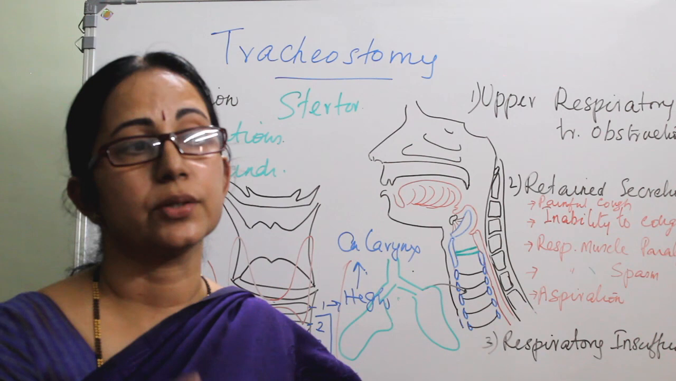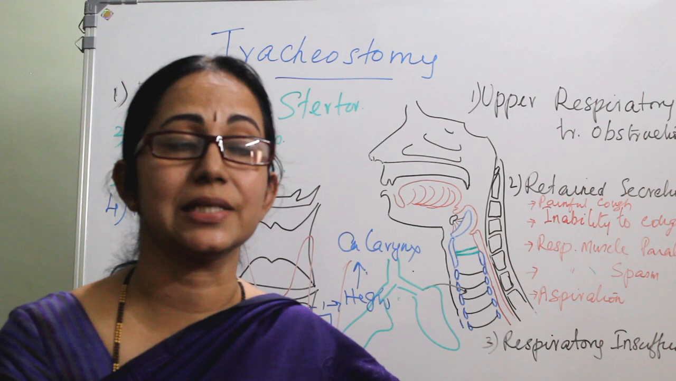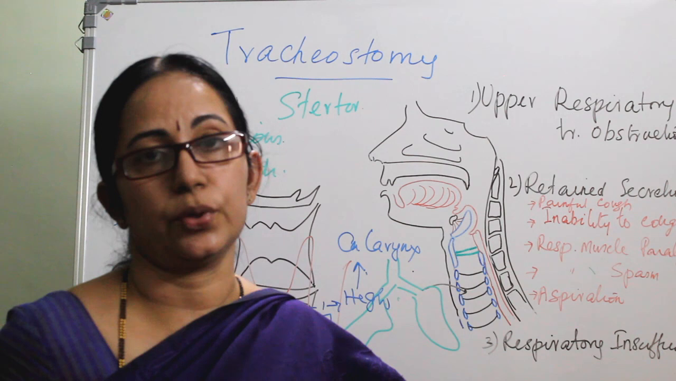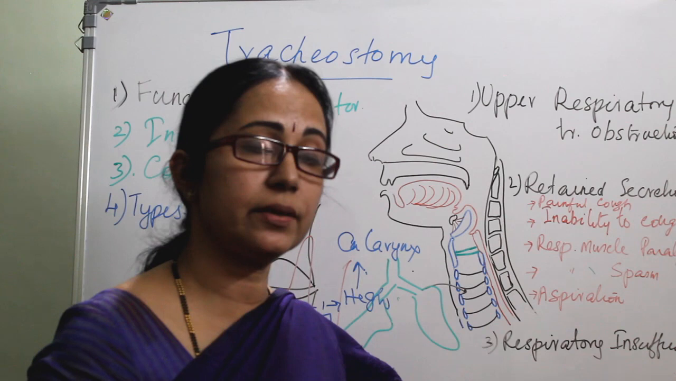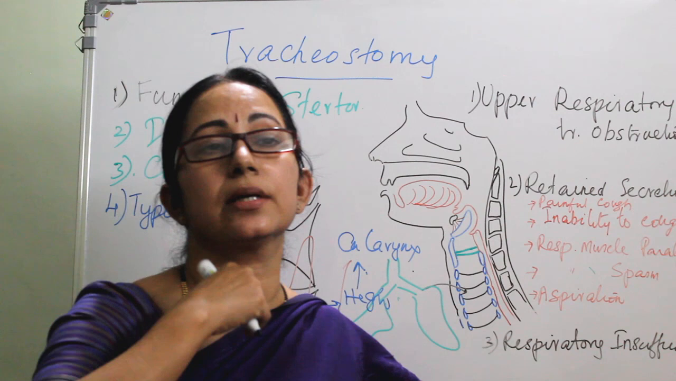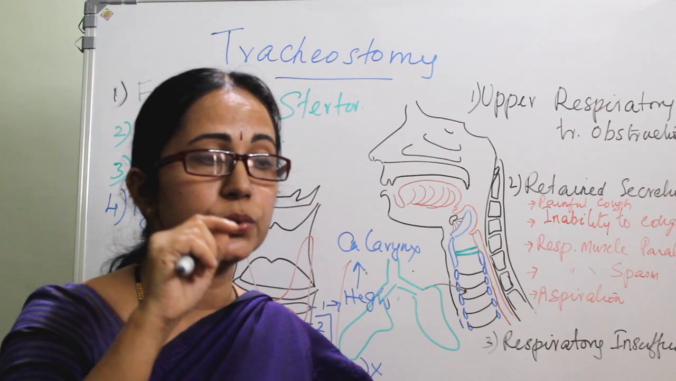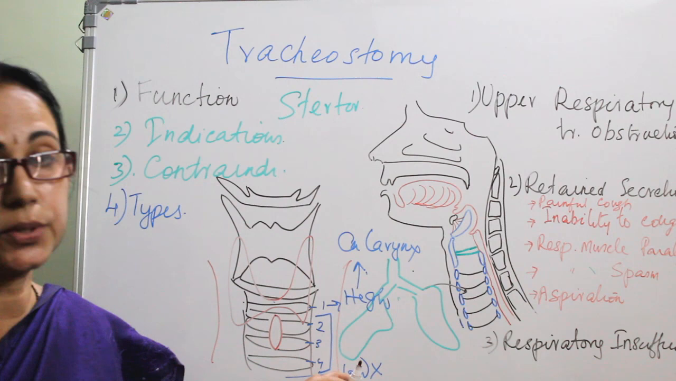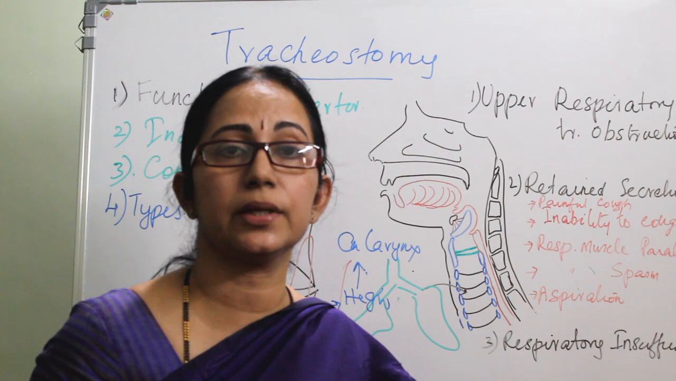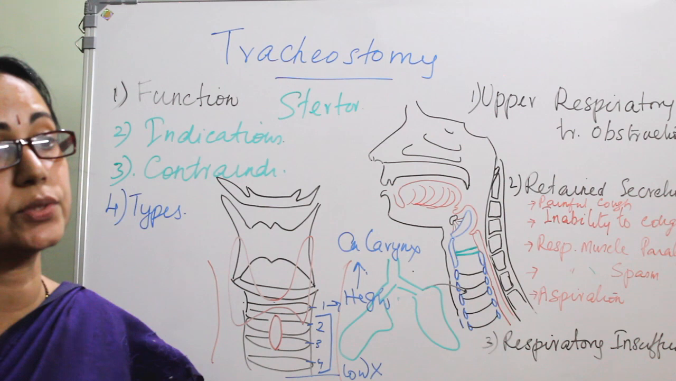And the only indication for the high tracheostomy is CA larynx, for which we are planning a total laryngectomy later on. The next type is a low tracheostomy, below the fourth tracheal ring. This also should not be done, because there is a chance of injuring the great vessels in the neck and also the apical pleura, especially in children. Also, with a low tracheostomy, the tracheostomy tube will impinge on the suprasternal notch and give high discomfort to the patient. So this low tracheostomy should be avoided, because of the complication of injury to the great vessels of the neck and the apical pleura, and it is more complicated in children.